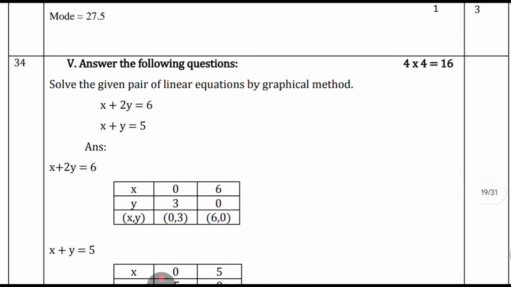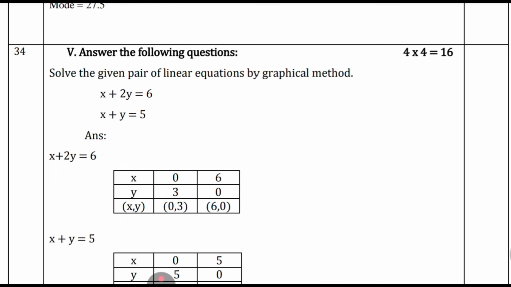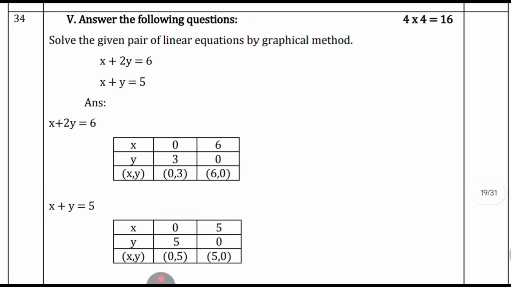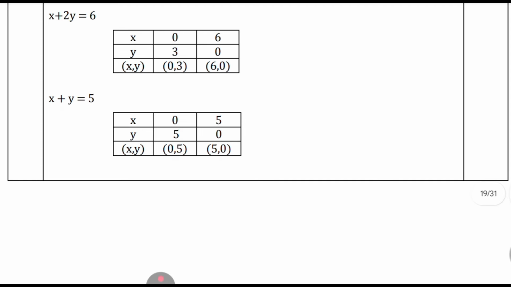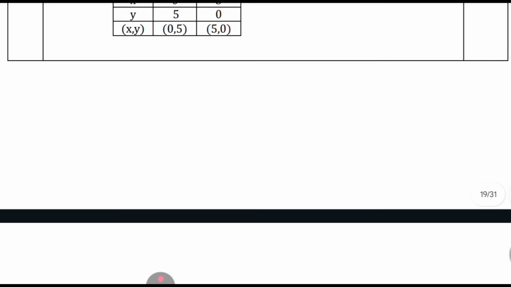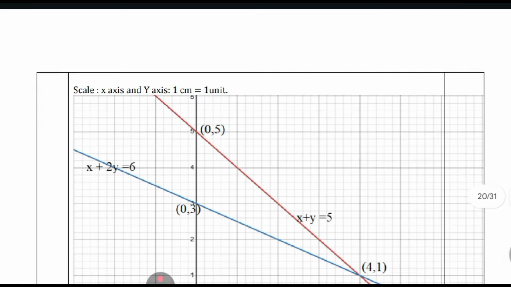Okay, for the 34th question, this is a graph. Solve the given pair of linear equations by graphical method, for 4 marks. x plus 2y is equal to 6, x plus y is equal to 5. And you can see the table here. You should also find the values for x and y. Then plot the graph in a systematic manner.